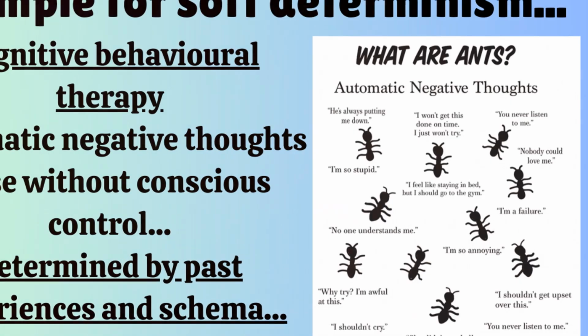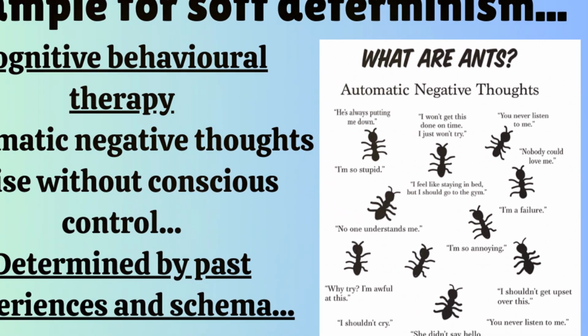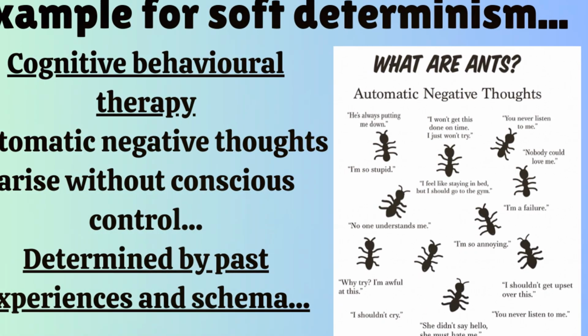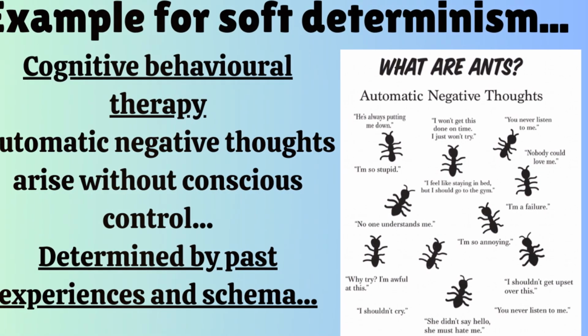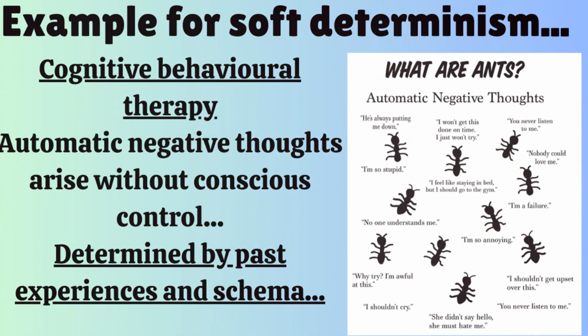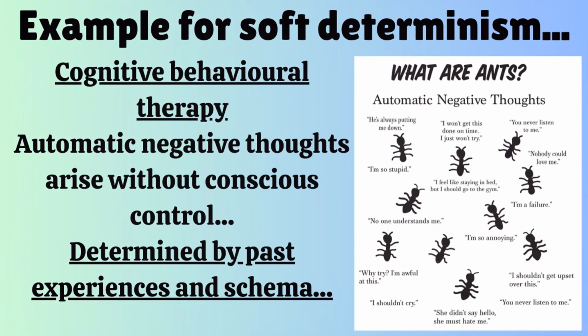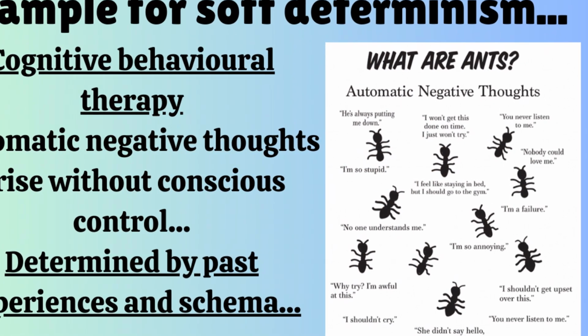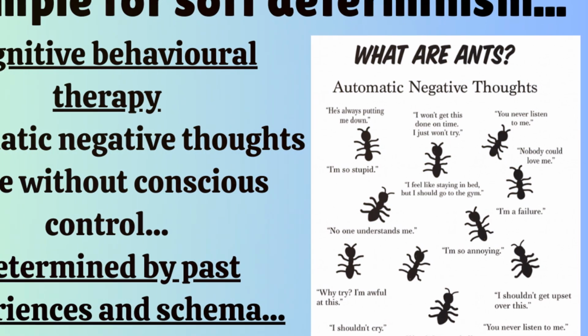According to the cognitive model, individuals experiencing depression often have automatic negative thoughts that arise without conscious control, such as, "I'm worthless," or "nothing will ever improve." These thought patterns can be seen as determined by past experiences and existing cognitive schemas.